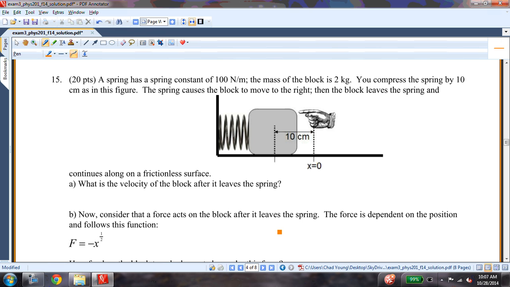Okay, a spring has a spring constant of 100 newtons per meter. The mass of the block is 2 kilograms. You compress the spring by 10 centimeters in this figure. The spring causes the block to move to the right, and then the block leaves the spring and continues along a frictionless surface. What is the velocity of the block after it leaves the spring?